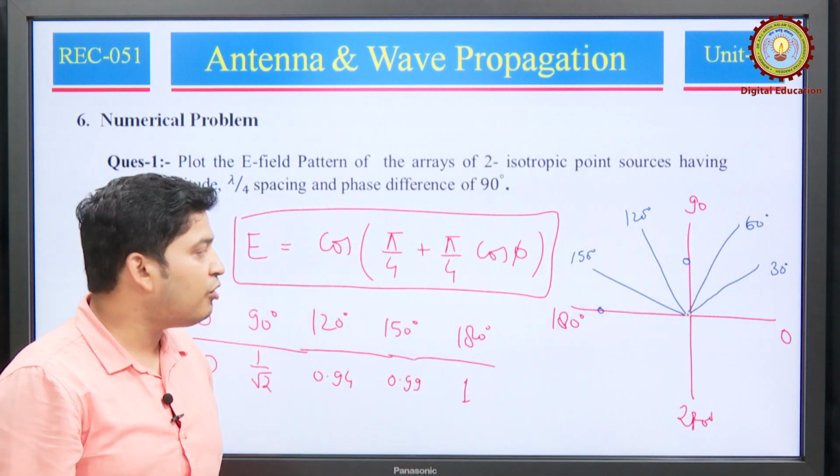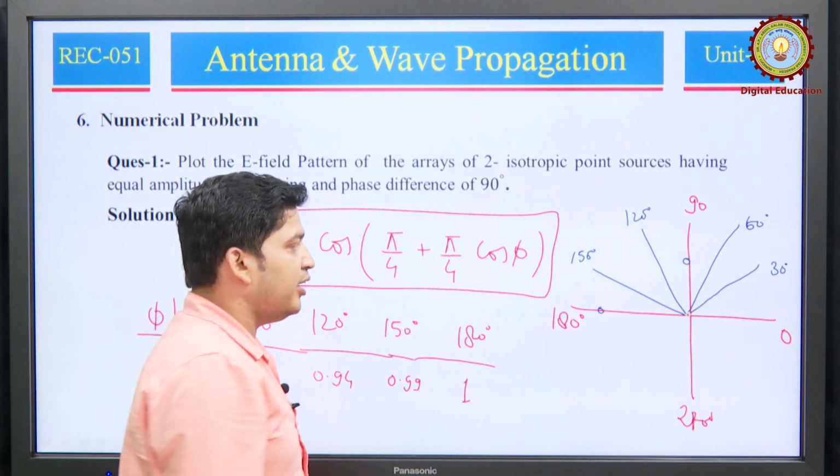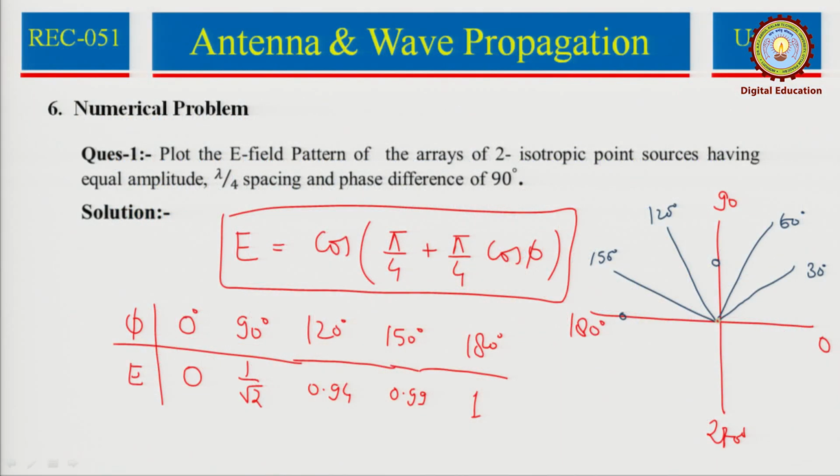Now, what is the value at 120 degree? 0.94, close to 1. Okay, somewhere over here. Again at 150, 0.99, somewhere over here. If you go further on, it is always the same value, the upper coordinate to the lower coordinate. That is why there is perfect symmetry, in order to form perfect symmetry. So, what do we have to do?